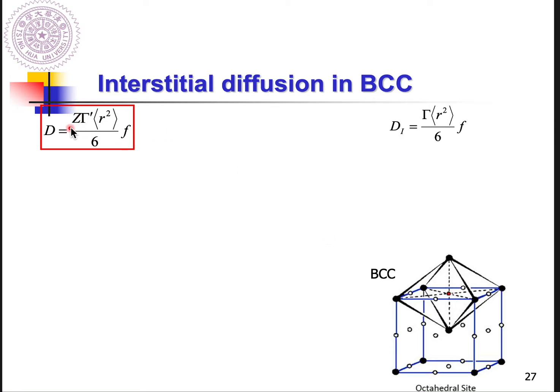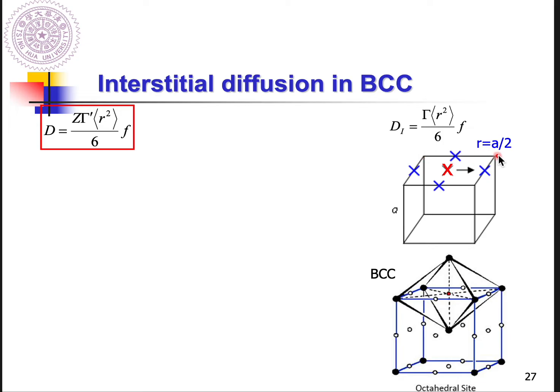in order to get the Z, we put more effort on this plane. This red cross is labeled as an octahedral interstitial site, right? So in order to determine Z, which is the number of possible jump directions for these interstitial atoms, we need to label the available interstitial sites which are nearest to this interstitial atom. So it's 1, 2, 3, 4. It's the nearest one, right? And with a distance a/2.